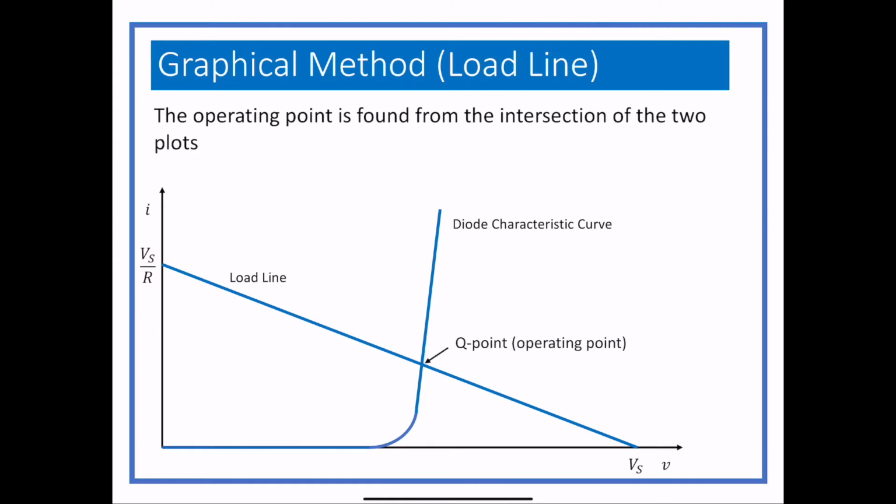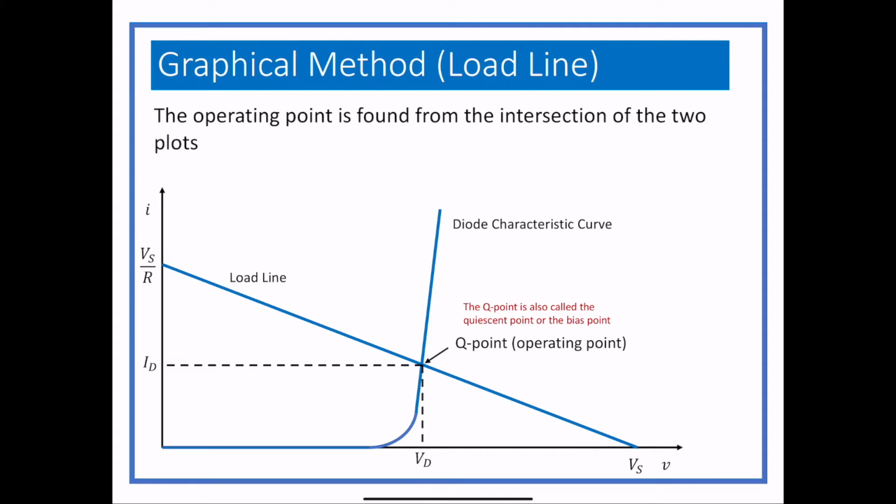So the intersection point is found as being the operating point, the Q point, and the Q comes from the word quiescent, which is not used so much. We call it the operating point or the bias point now, but that's where the Q originally came from. Once we have this, we can read the diode current directly off the graph by just going horizontally to the vertical axis, and then we can read the diode voltage as well. And that gives us the exact diode current and the exact diode voltage for this particular circuit.